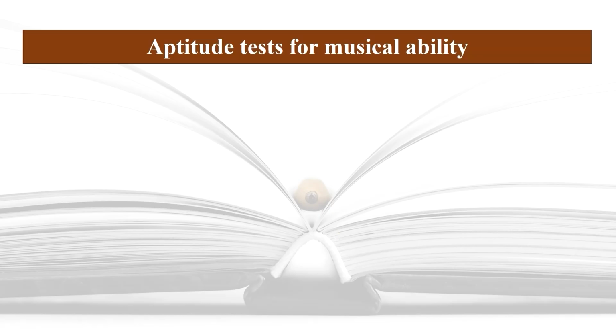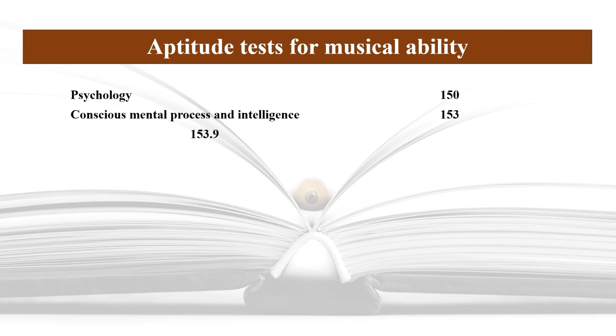The next one is aptitude test for musical ability. You know there are different types of aptitude test. In this particular document, the author deals with the different types of aptitude test of musical ability. You know that such kind of aptitude test we will get from psychology under 150, and in 153 there is conscious mental process and intelligence, under which the intelligence and aptitude is 153.9. So from here we can get the number for the facet aptitude test.